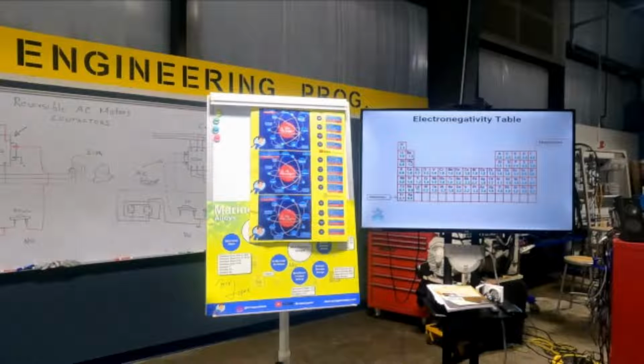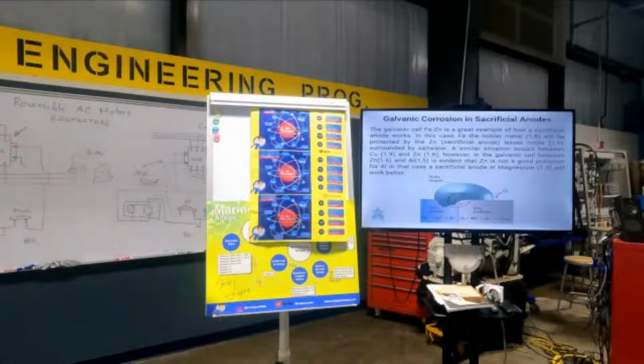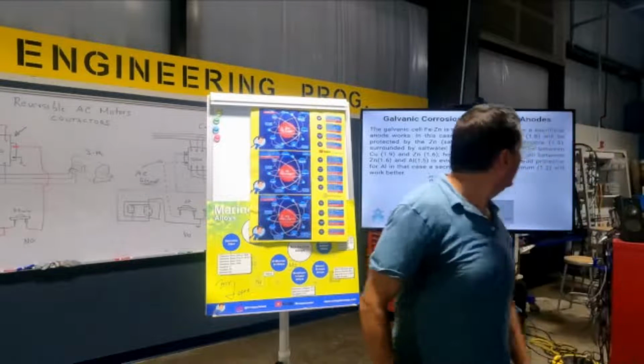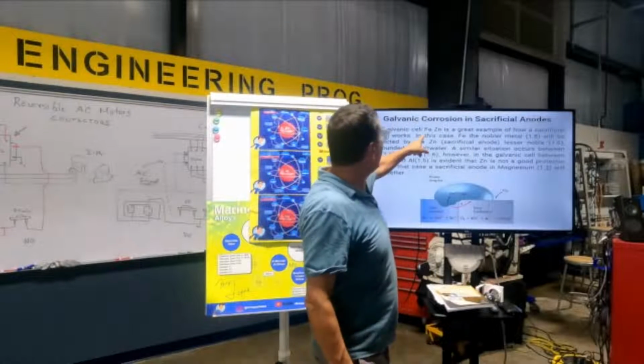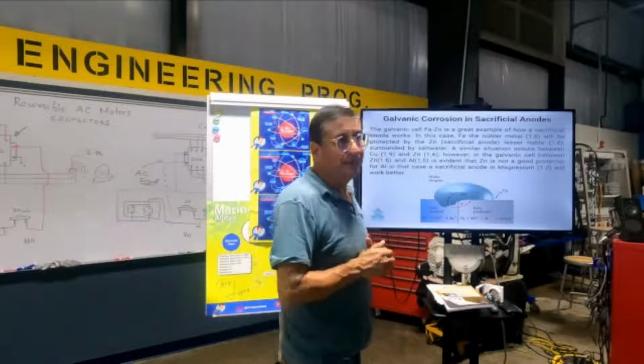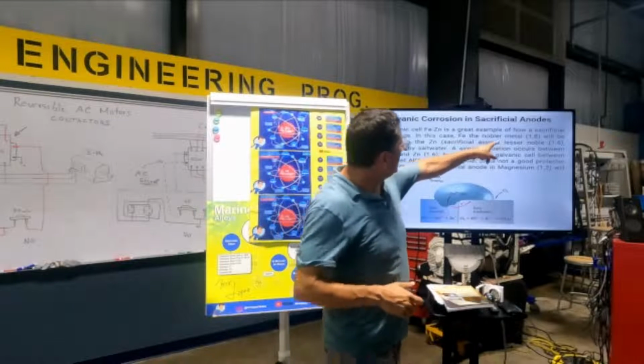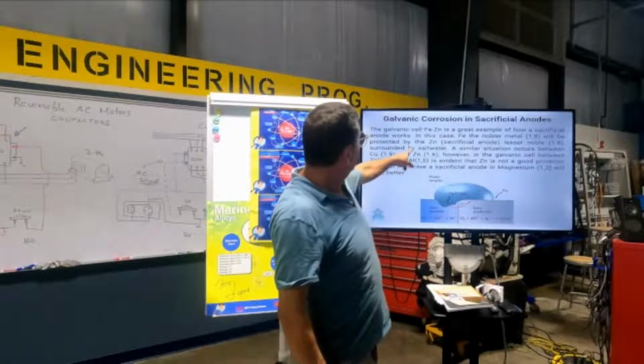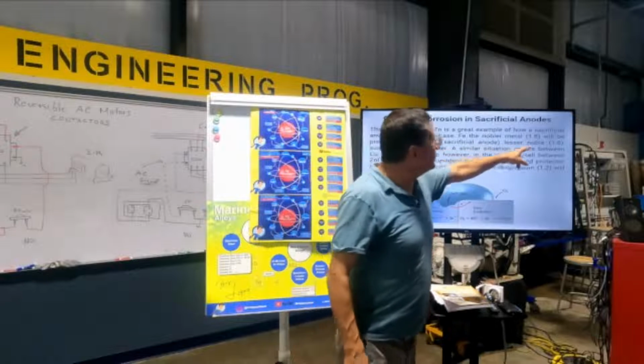This is another example. And this is the periodic table with the electronegativity. We are going to use that one. This is another great example, the example between iron and zinc. Pay attention. Iron is 1.8 and zinc is 1.6.